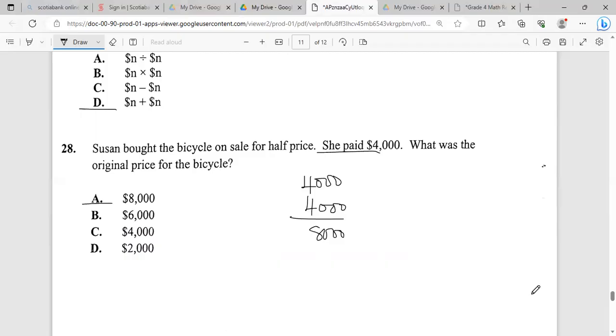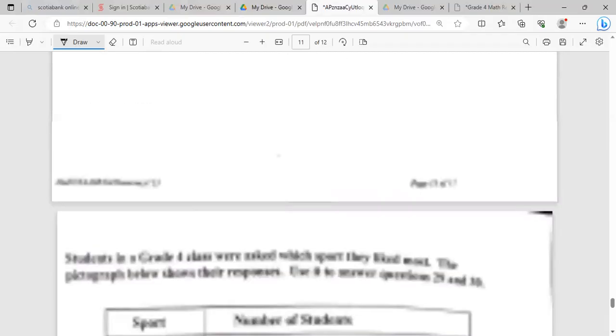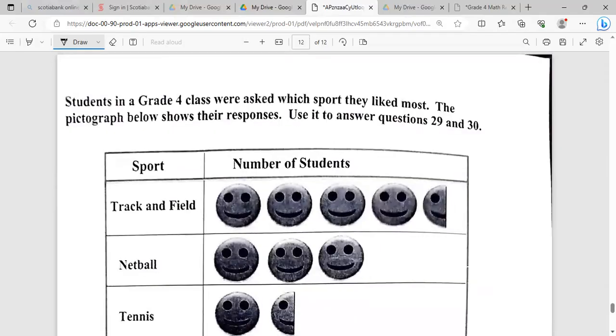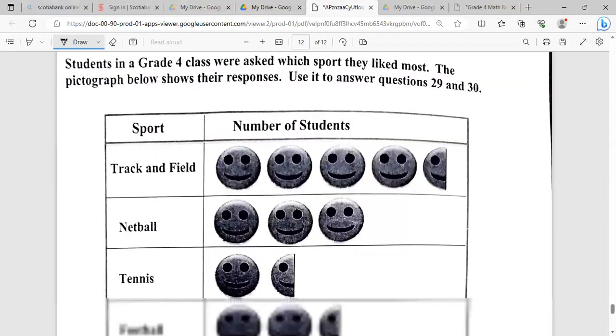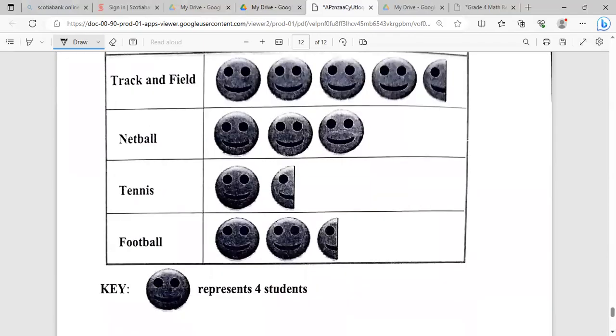All right. Let's move on to 29. Coming to the end now, guys. Students in a grade 4 class were asked which sport they like the most. Use the pictograph below, which represents the responses, to answer items 29 and 30. So we have track and field, netball, tennis, football, and the key is this represents 4 students.